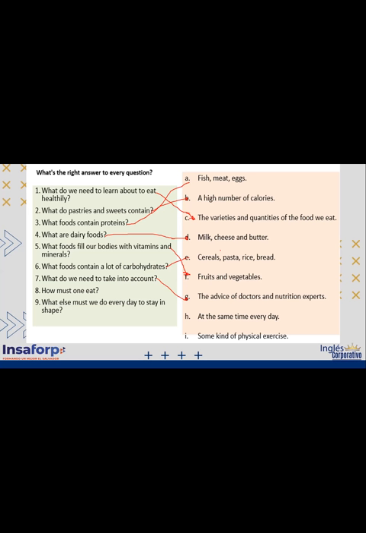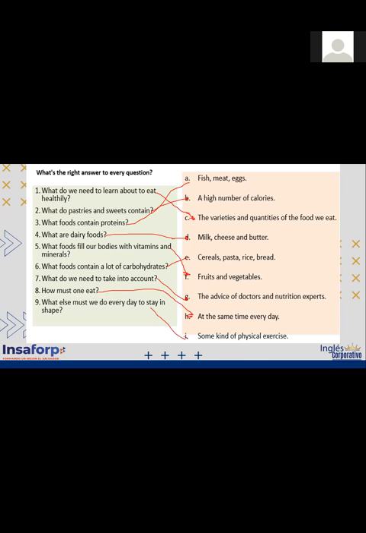Number 8, guys. Any volunteer? Because nobody is saying. How much do I need? I do some time every day. How must one eat? How much? So at the same time every day. Okay. And the last one?